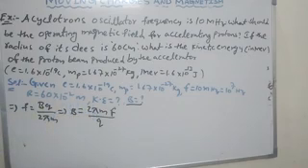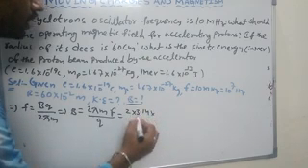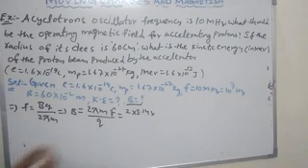So substitute the values here. 2 into 3.14 into, correct? So mass of proton, how much is given? 1.67 into 10 power minus 27 kg.